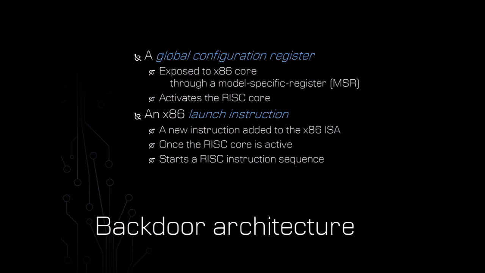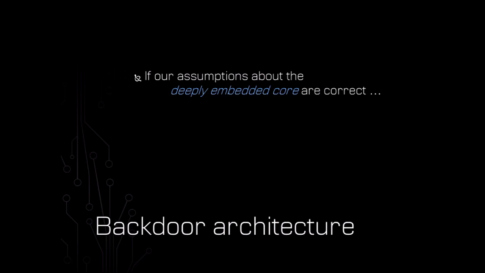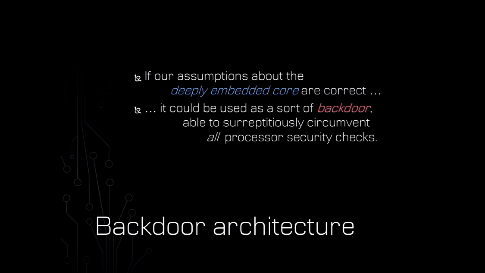They also talked about what was called a launch instruction. It would be a new instruction added to the x86 instruction set architecture, where once the RISC core was activated, you could use the launch instruction to start a sequence of RISC instructions. So where does that leave us? Well, this is all sort of wild speculation at this point, just piecing together little pieces of different patents. But if our assumptions about this deeply embedded core are correct, that means it could be used as sort of a backdoor, a means of surreptitiously circumventing all of the processor security checks. So that's obviously something worth diving into a lot further.